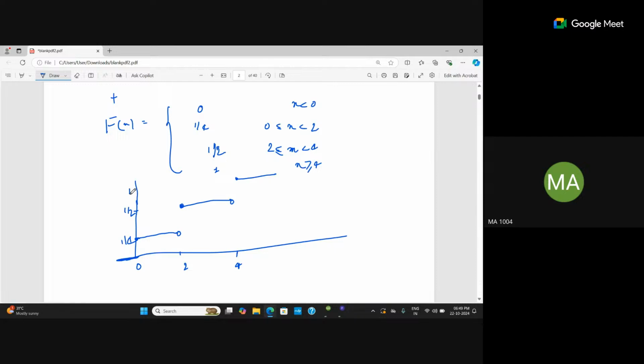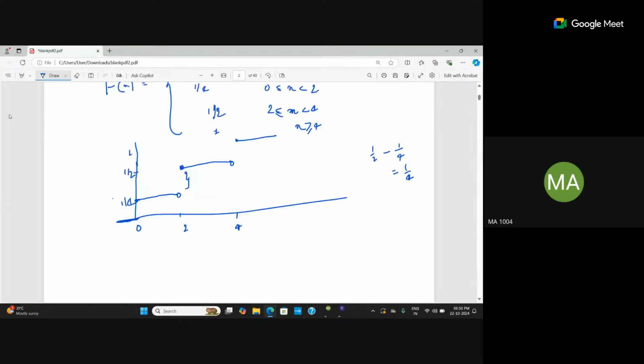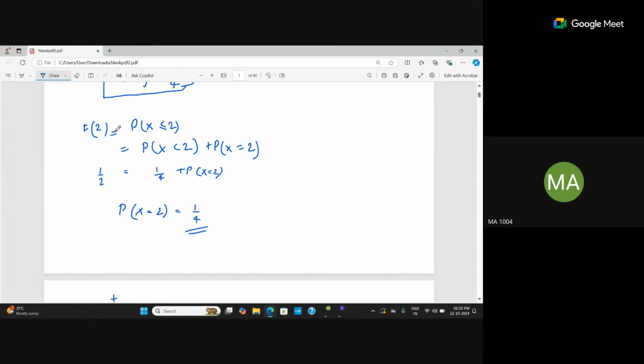Now how do you find probability at a point from this figure? The probability at point 2 will be this jump, right? Here it is 1 by 2 minus this 1 by 4, so it will be 1 by 4. From the graph you can find it, otherwise you can use the formula of CDF also. So F(2) is the probability that x is less than or equal to 2.